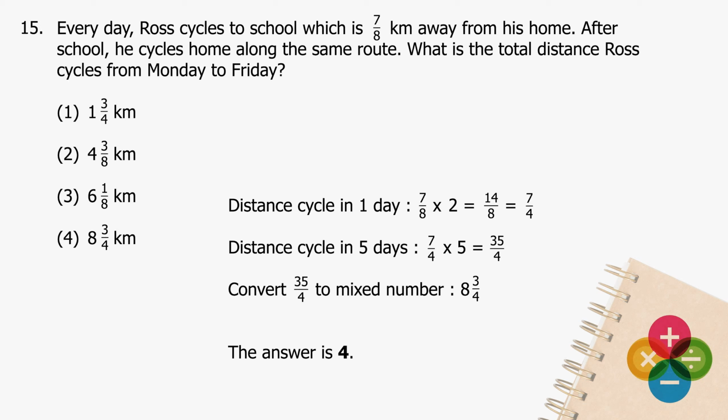The distance Ross cycled in one day will be, multiply 7/8 by 2, and the product is 14/8. Convert 14/8 to simplest form will be 7/4. The distance Ross cycled in 5 days will be, multiply 7/4 by 5, and the product is 35/4. Convert 35/4 to mixed number will be 8 3/4. The answer is 8 3/4.